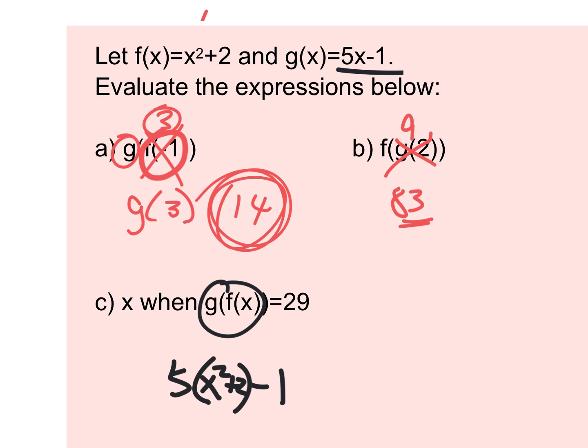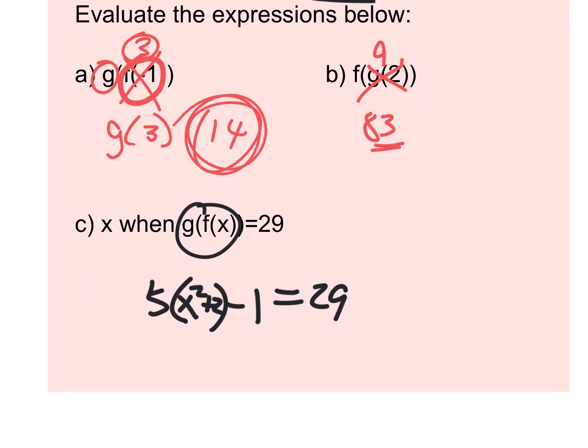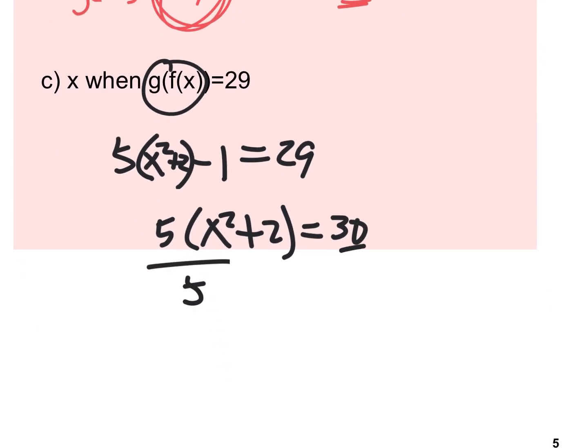That is where g just ate the f function. Are you with me so far? And that equals 29, and then you just solve. So you add 1 to both sides, 5(x squared plus 2). And I know a lot of people just are like, I'm going to distribute that. Don't do it, because next I can divide both sides by 5. And then I don't even ever have to distribute it.